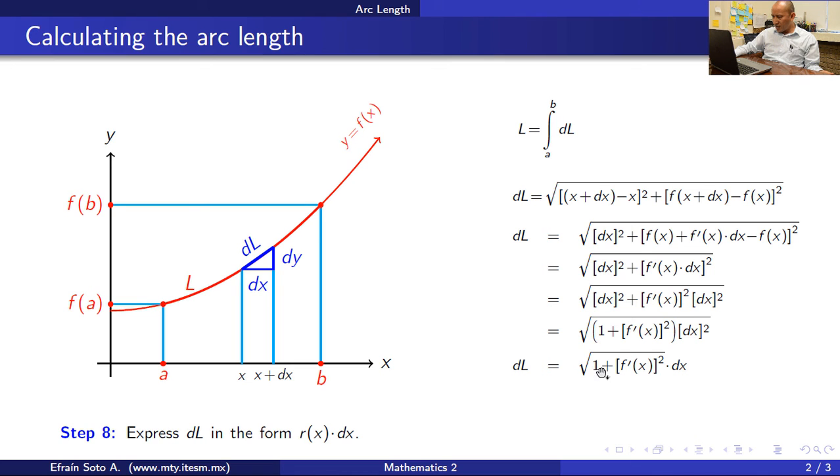So after simplifying, I will get dL equals the square root of 1 plus the square of f prime, all multiplied by dx. So I already said L equals the sum of all the dL's from a to b, and I already know the value of dL. This is the value of dL. So I will just substitute this expression instead of dL, and I will get the integral, which represents the exact value of L from a to b. That's it.